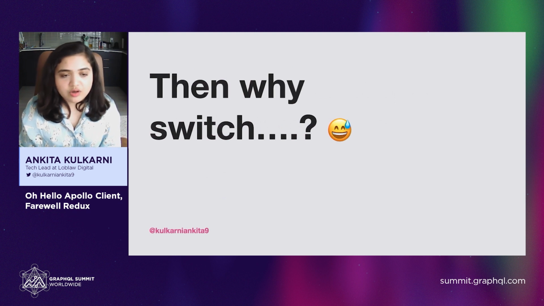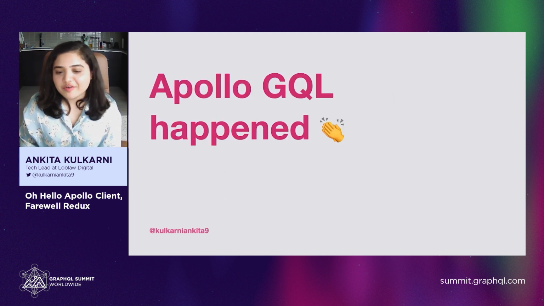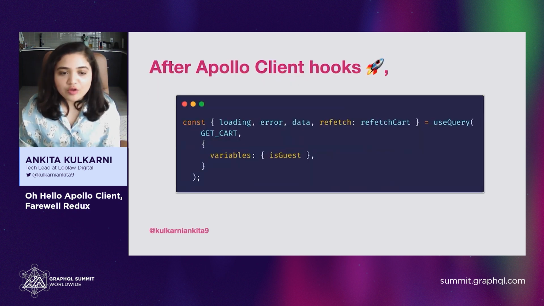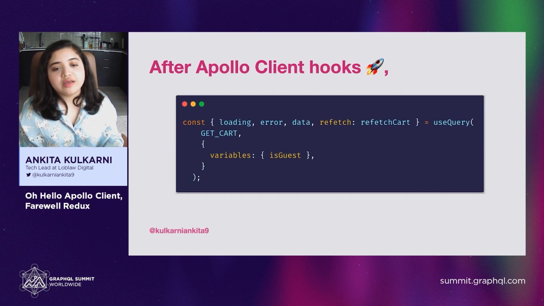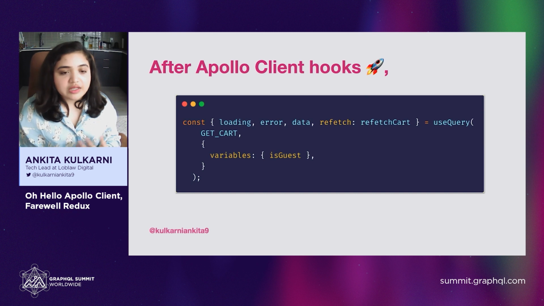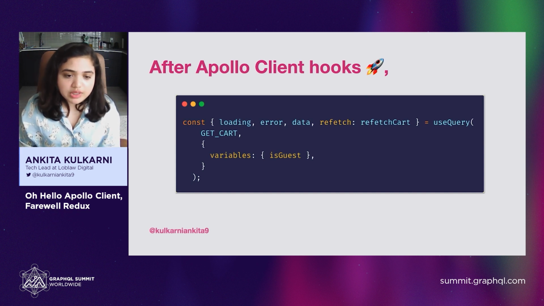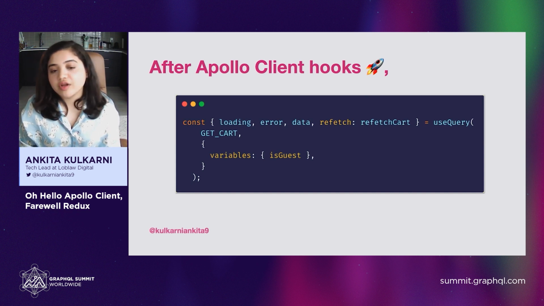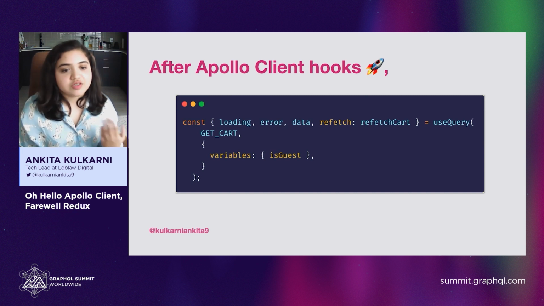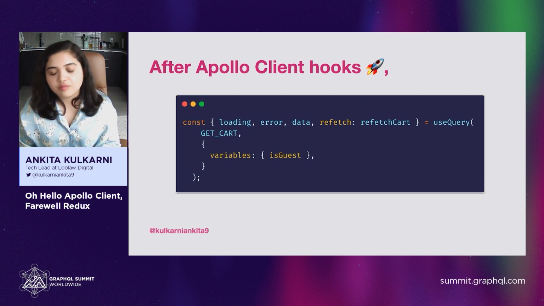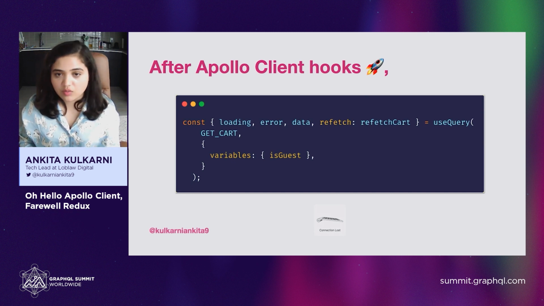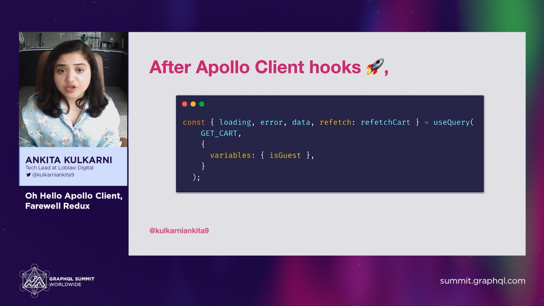So why switch? Well, it's because Apollo GraphQL happened. After Apollo Client hooks, we were able to retrieve loading, error and data states from the useQuery hook itself. It gave us the ability to make queries on the front end the hooks way, which is a pretty modern way of doing things. You can also pass in different variables, such as in this case, if it's a cart query and if it's a logged in user or not. It really made our life easy.